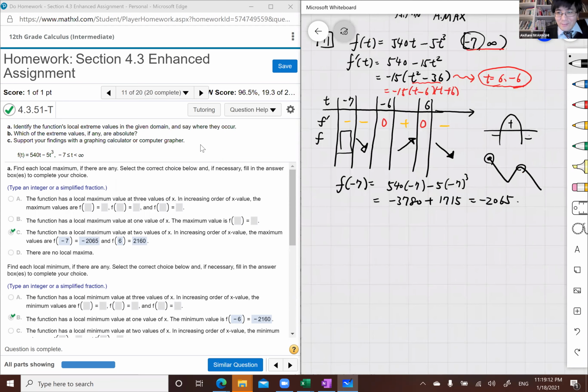Okay, and for this point, you're going to find f of 6. It's going to be 540 times 6 minus 5 times 6 cubed, which is 3240 minus 1080, which is 2160.